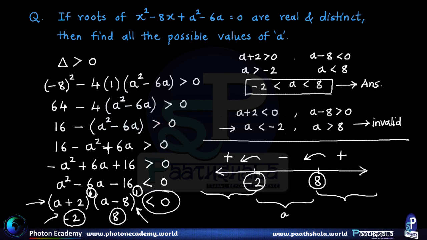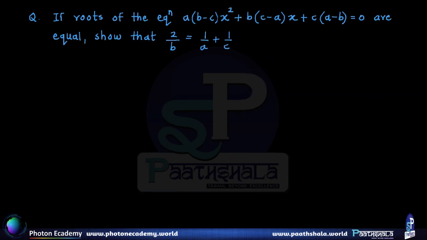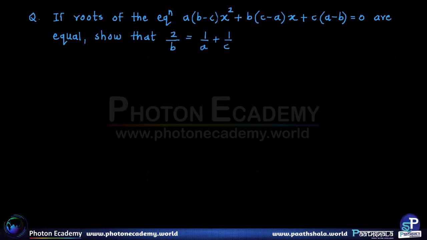Let's move ahead to the next question. Now here, if roots of the equation a into b minus c times x square plus b into c minus a times x plus c into a minus b equal to 0 are equal, then show that 2 upon b equal to 1 upon a plus 1 upon c.